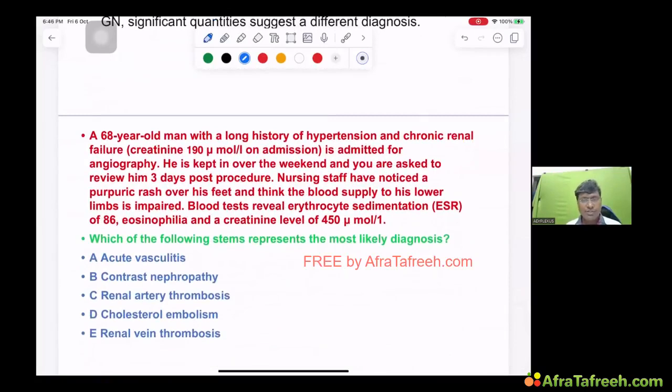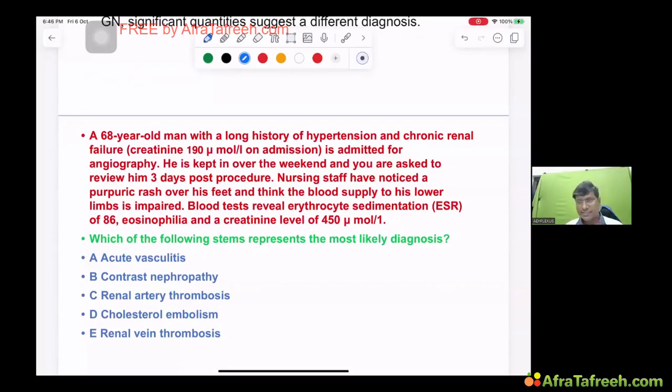68-year-old man with long history of chronic renal failure admitted for angiography. He is kept in over the weekend and you are asked to review him 3 days post-procedure. Nursing staff have noticed a purpuric rash over the feet and think the blood supply to the lower limb is impaired. Blood tests revealed ESR 86, eosinophilia, creatinine 450. Which of the following represents the most likely diagnosis?